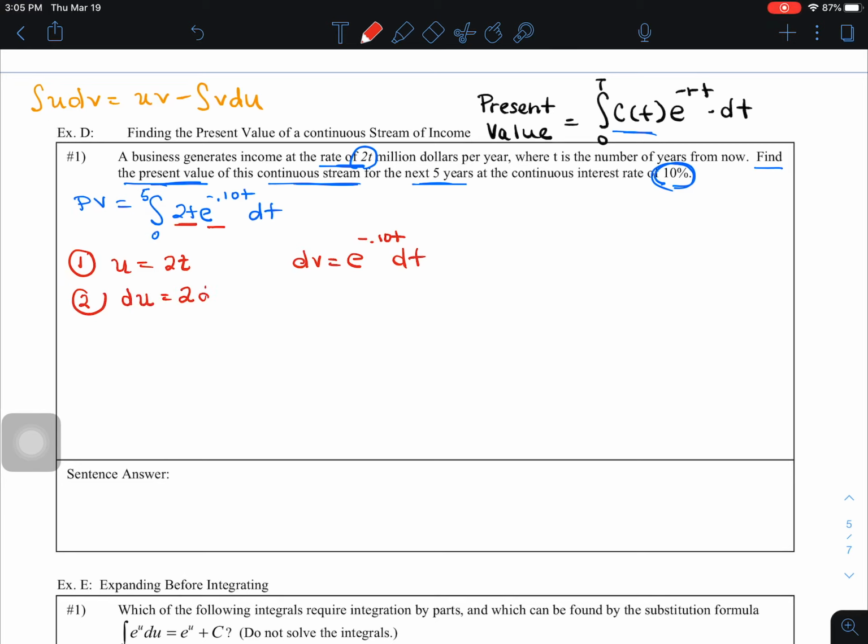I'm going to have just a 2 on this side. I'm going to swing, it'll be a dt that I'll be swinging over to that side. And then here, I'm going to integrate both sides of this formula. That gives me just a v.